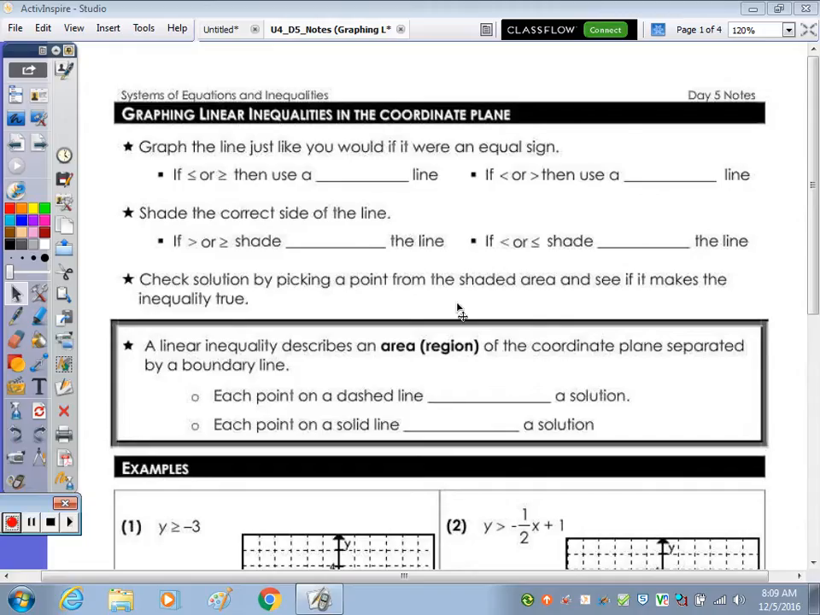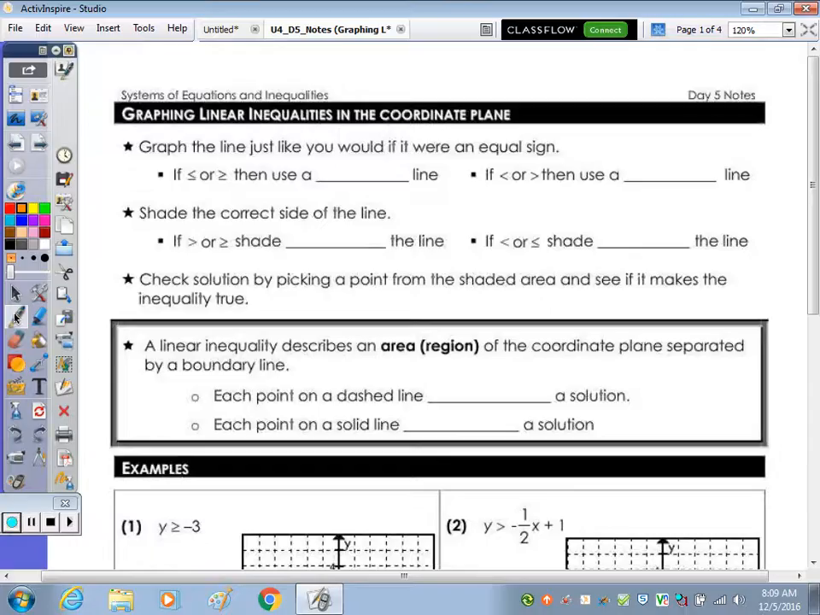In today's notes, we're going to take a look at graphing linear inequalities in the coordinate plane. The first star at the top of the page says graph the line just like you would if it were an equal sign. So it's still going to be in the form y equals mx plus b. It's just instead of the equal sign, you'll see the inequality symbol.